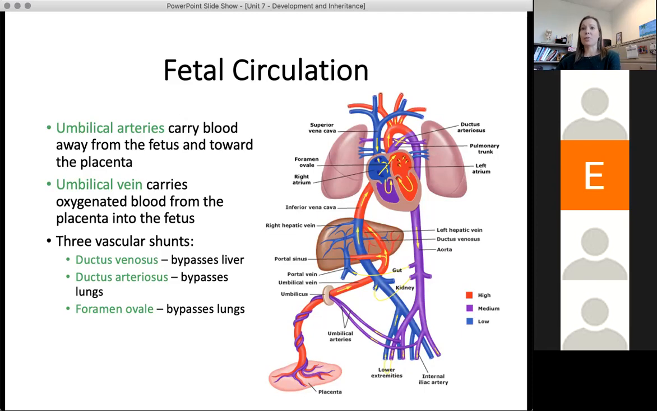So after birth, these umbilical blood vessels and shunts are not necessary. A lot of them just collapse and turn into ligaments, which are just cords of connective tissue. And then the foramen ovale closes up. That's the hole in between the 2 atria, and that closes.